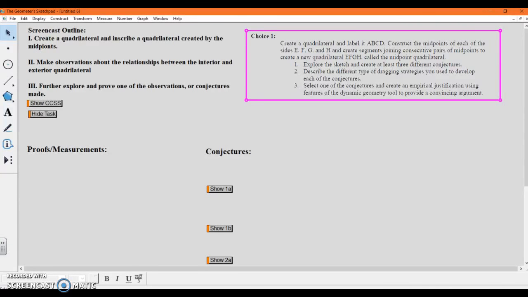Today we're going to be looking at a task that asks us to explore quadrilaterals. We're going to create a quadrilateral and then place the midpoints on each side of our quadrilateral to inscribe a new quadrilateral inside the first one. We're then going to make some observations about the relationships between the interior and exterior quadrilateral, and further explore to prove one or more of the observations or conjectures we made.